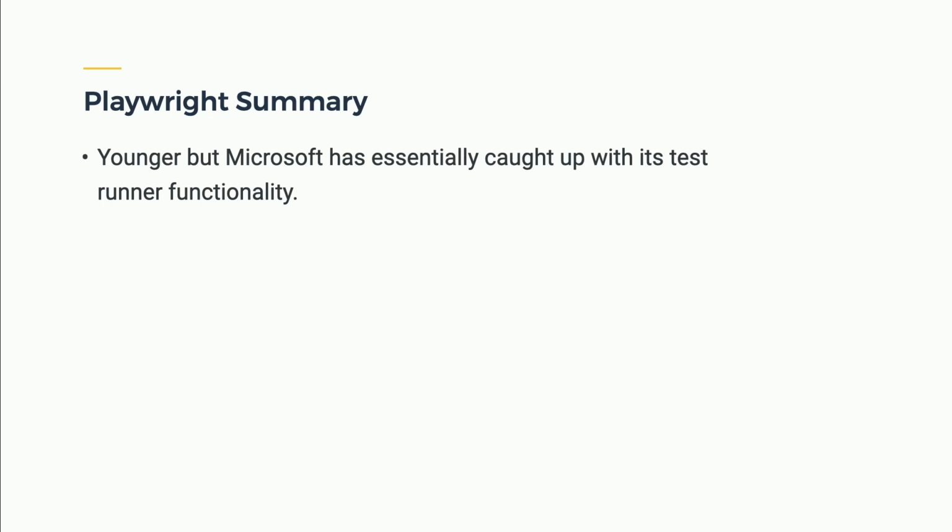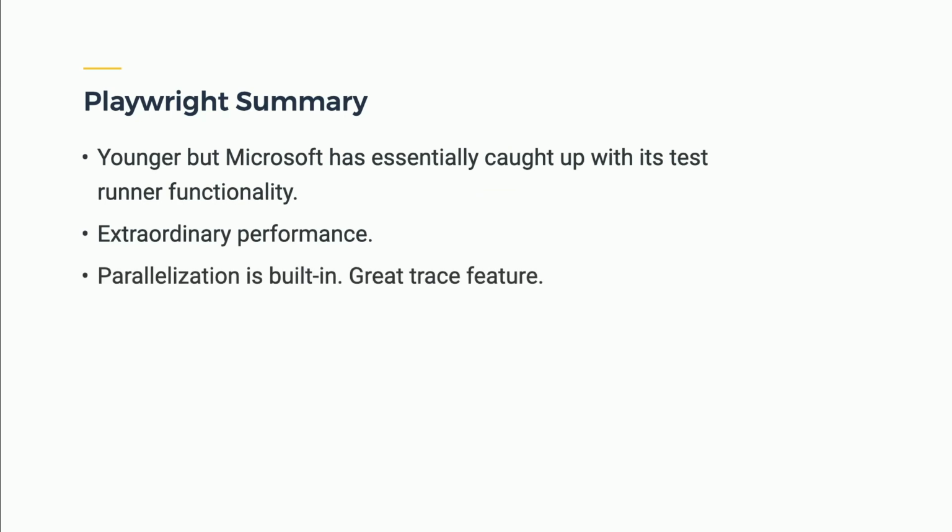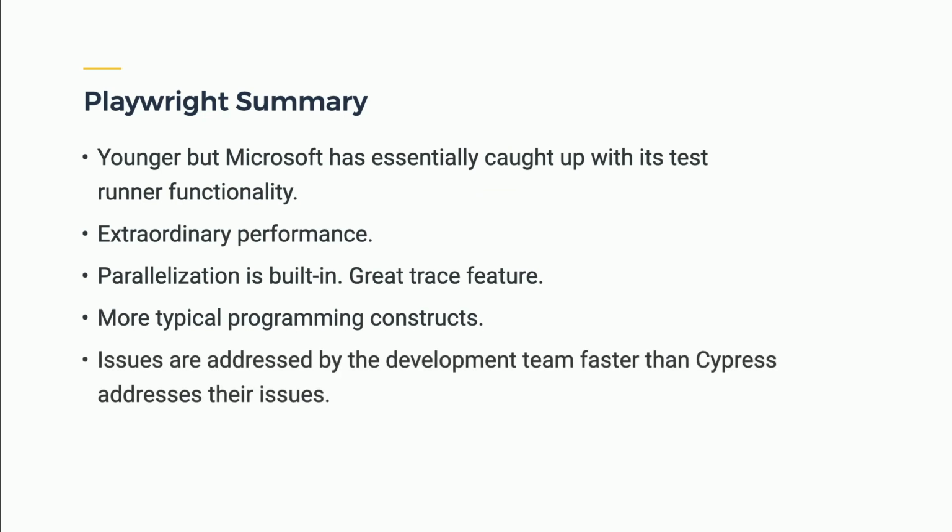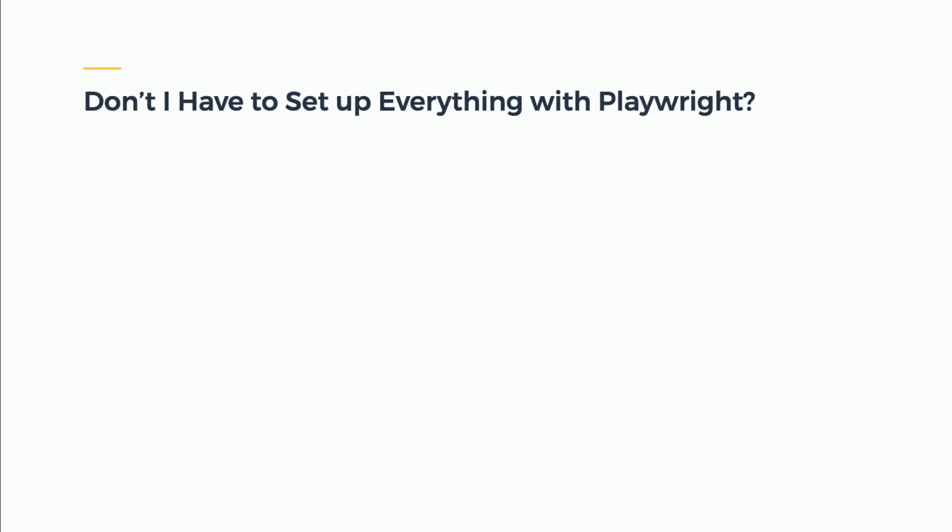So Playwright is younger, but Microsoft has essentially caught up. To everything that Cypress was able to do, blaze the trail, Playwright has caught up. It has extraordinary performance. The parallelization is built in, and it has a great trace feature I didn't show you. More typical programming constructs, so any developer is going to understand Playwright right away. And as I said, the issues are addressed by the development team faster than Cypress. And the community is growing extremely quickly. As you saw, it's actually surpassing Cypress in terms of downloads. So a lot of teams are actually taking the time to rewrite their tests.